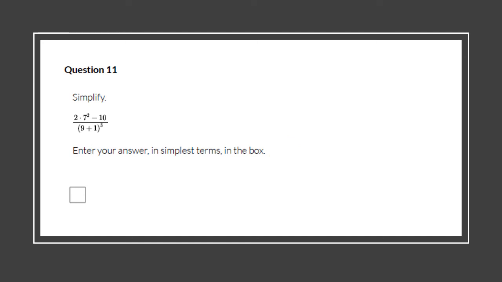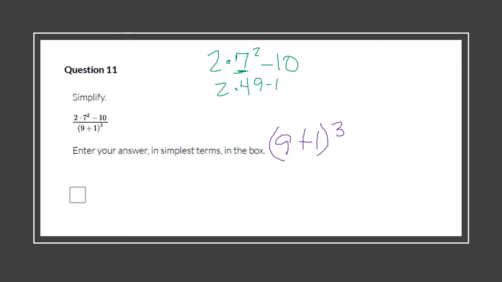Okay, now we've got 2 times 7 squared minus 10 over 9 plus 1 cubed. I'm going to do these as two separate problems again. So let's do the top first. We're going to do the exponents first. So 7 squared is 49. Now I'm going to go left to right. 2 times 49 is 98 minus 10. And that does equal 88. So 88 is going on the top of my problem.